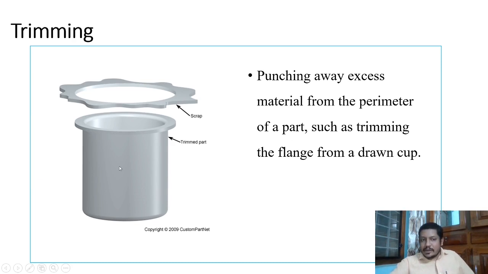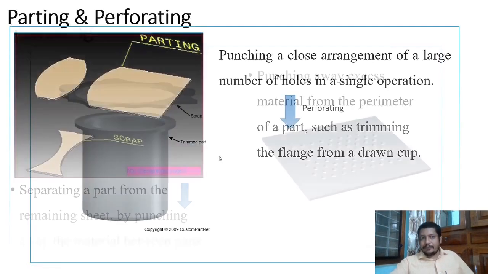This is called the drawing operation. Drawing a cup, once the cup has been drawn, the extended or bent part from the sheet is called the flange. To get a beautiful flange like this, the excess material has to be removed. That operation is called the trimming operation.